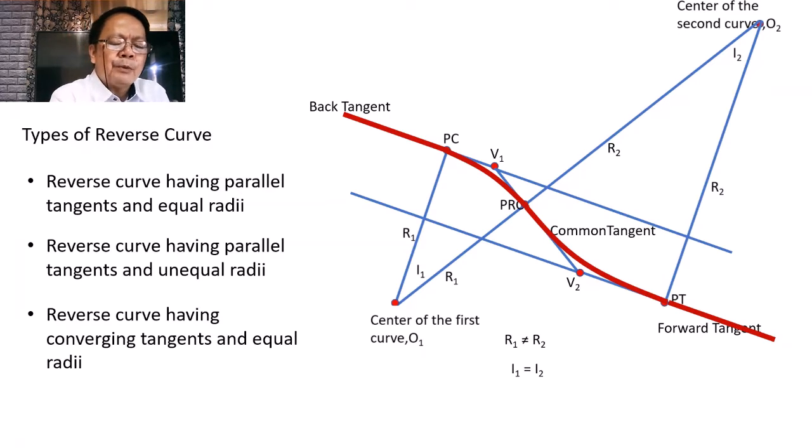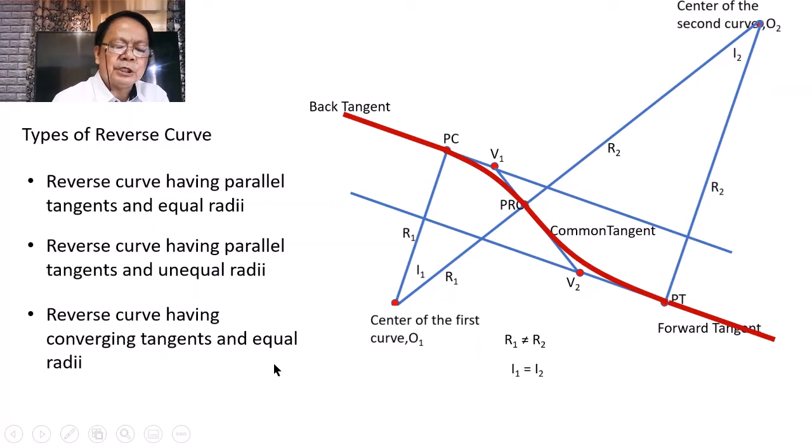Yung pangatlo nating type ay yung tinatawag na reverse curve having converging tangent and equal radii. Ibig sabihin nun, itong dalawang tangents na ito, yung back and forward tangent, if they will be meeting or intersecting, then we call this as converging tangent. So if we will have this forward tangent intersect the back tangent, then we shall be having tangents that are converging. And what will happen is that we shall have here a reverse curvature having converging tangent. And if it happens that our radii of curvature are equal, then they have equal radii.